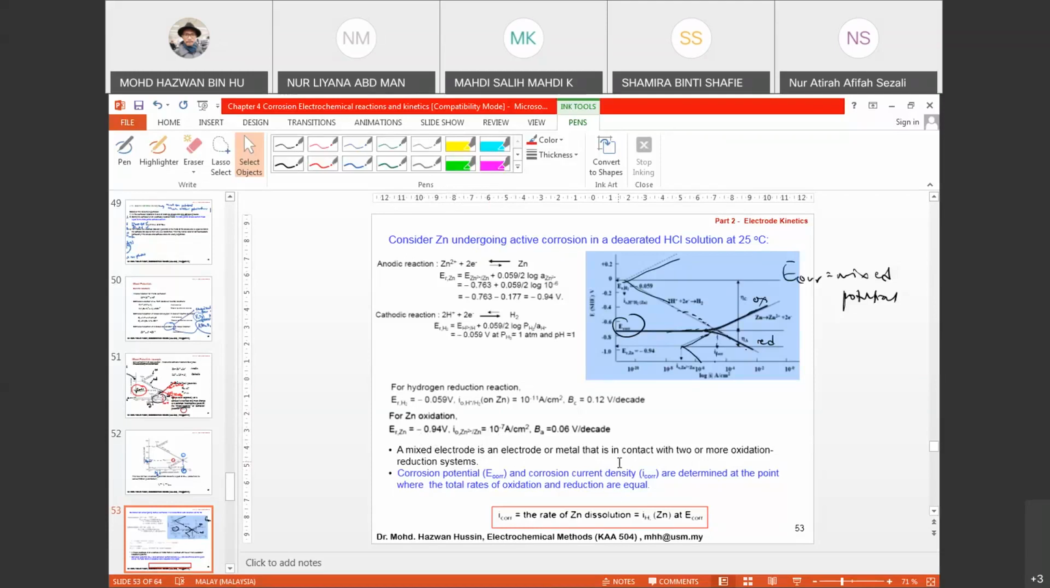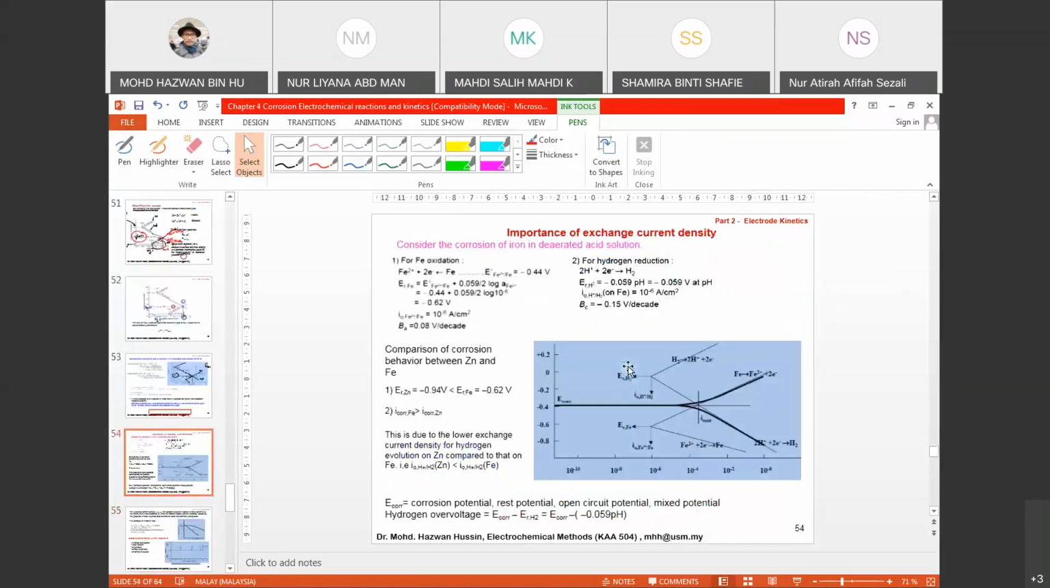A mixed electrode is an electrode or metal that is in contact with two or more oxidation-reduction systems. Corrosion potential and corrosion current density are determined at the point where the total rate of oxidation and reduction is equal. Where it equals means that it intercepts. So when it intercepts, this will give you the equal values. I think I will skip this one because this is the same explanation as earlier.